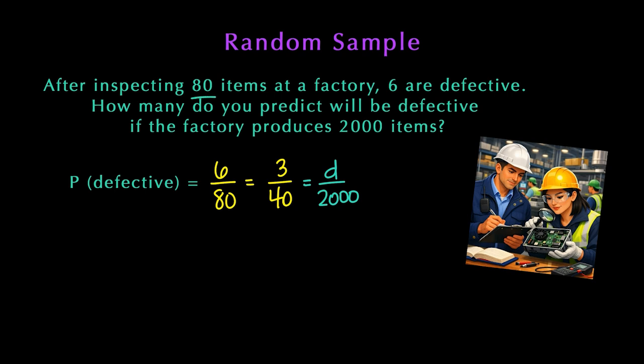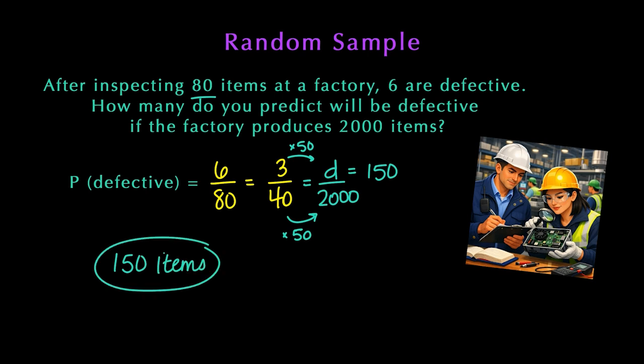So whenever you're doing a sample, you have to make sure that it's random and large enough to make a reliable prediction. So just like the last problem, I can see that 40 goes into 2,000 50 times. So I'm going to multiply 3 times 50 on top to get 150. So I can assume based on the data collected from my random sample, 150 items would be defective.